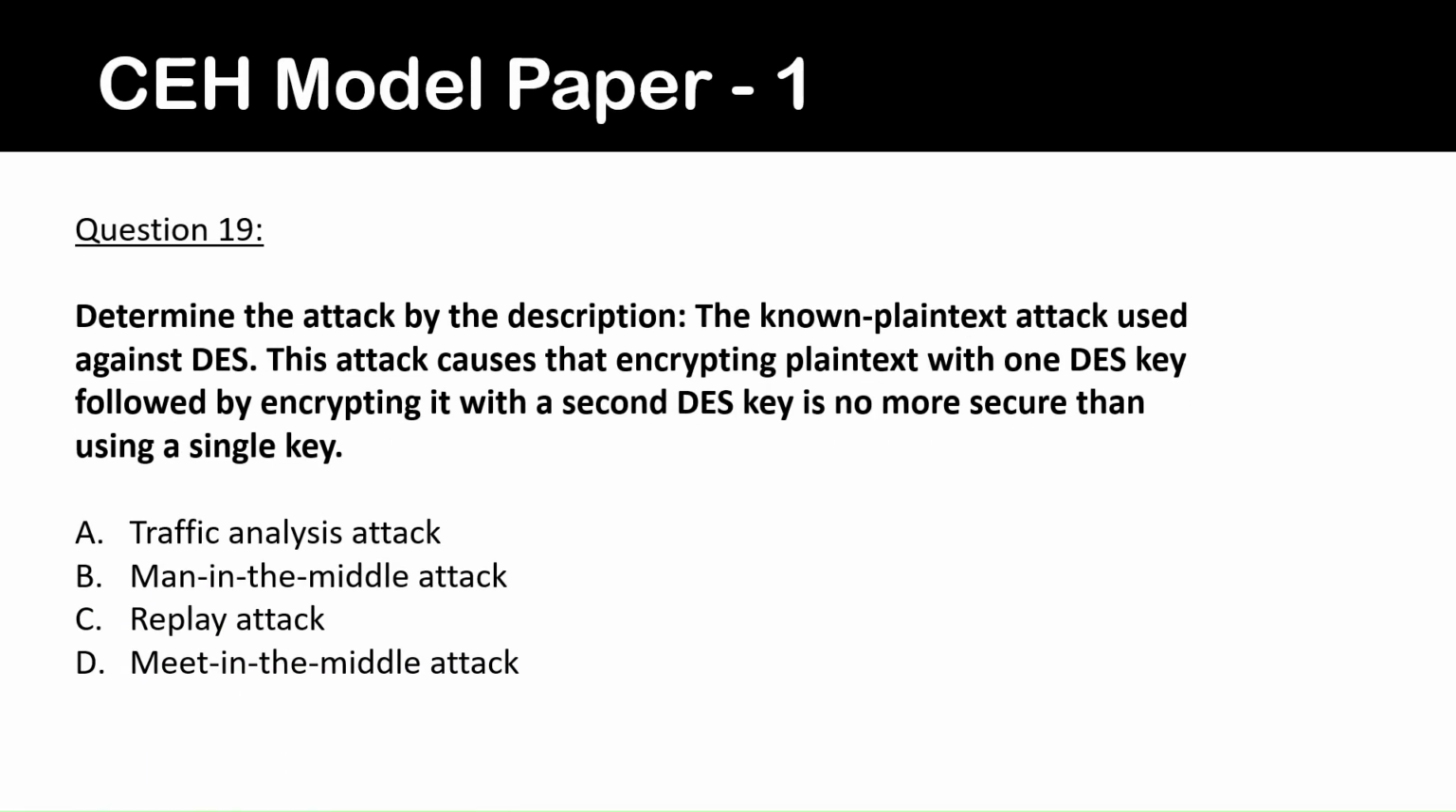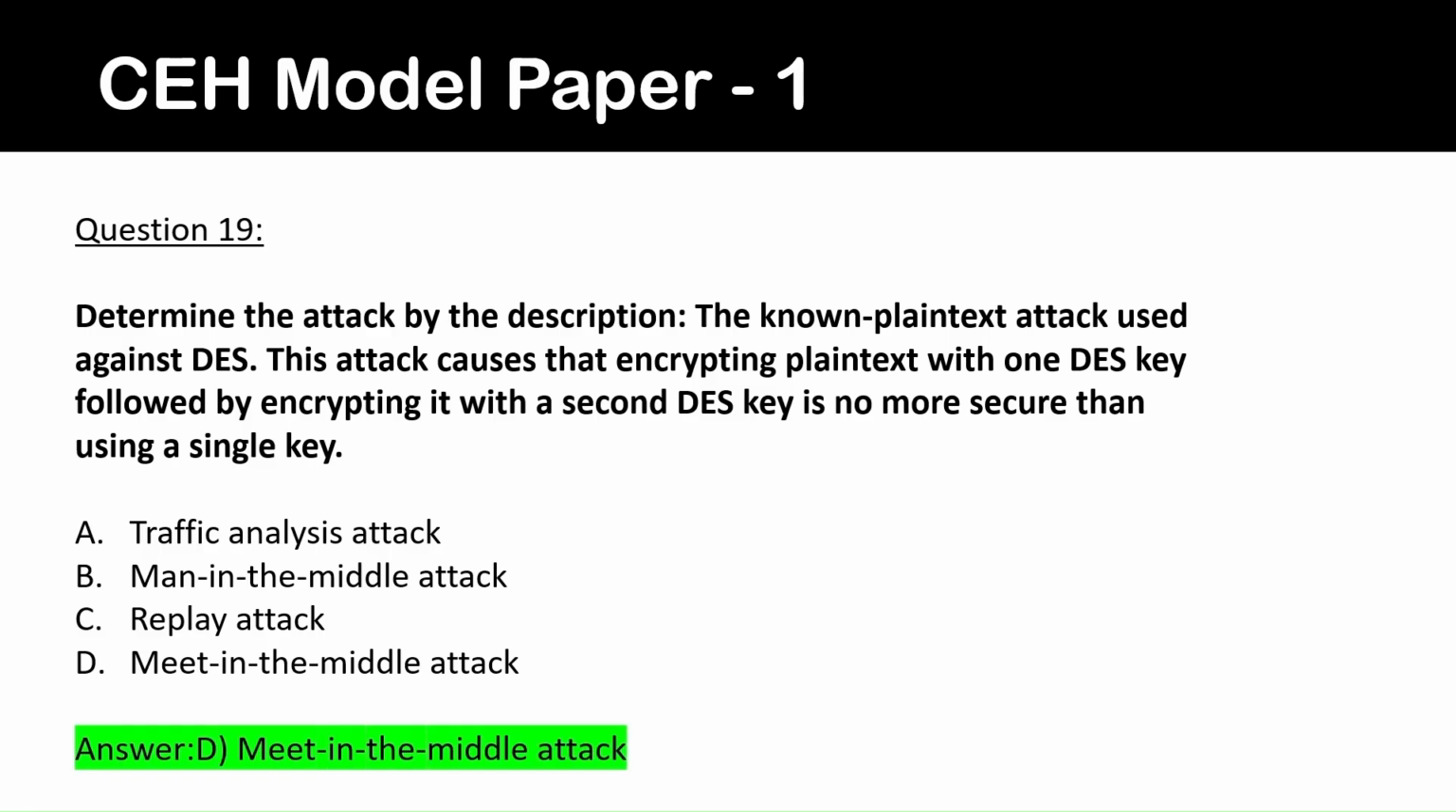Question 19. Determine the attack by the description, the known plaintext attack used against DES. This attack causes that encrypting plaintext with one DES key followed by encrypting it with a second DES key is no more secure than using a single key. The options are A. Traffic analysis attack, B. Man-in-the-middle attack, C. Replay attack, D. Meet-in-the-middle attack. The answer is D. Meet-in-the-middle attack.